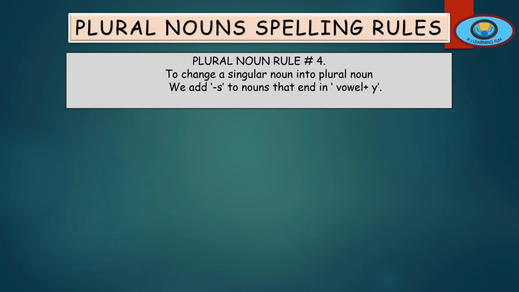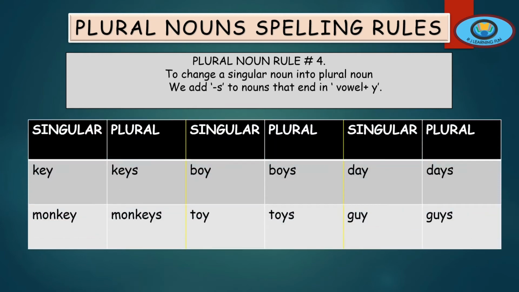Plural noun rule number 4. To change a singular noun into plural noun, we add S to nouns that end in vowel plus Y. Now this one is opposite to the rule number 3, that if the Y is coming after A, E, I, O, U, any of the 5 vowels, not consonant, then just add S, do not drop Y. For example, key, keys. Here E vowel is coming before Y, that's why we have not dropped Y, we have just added S.